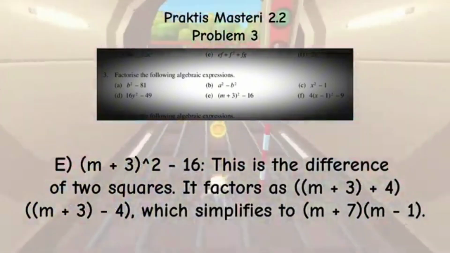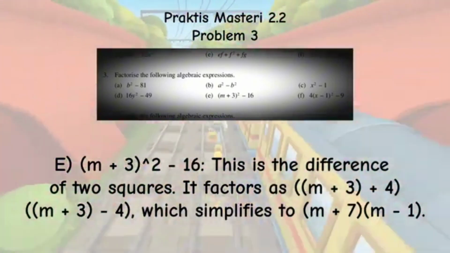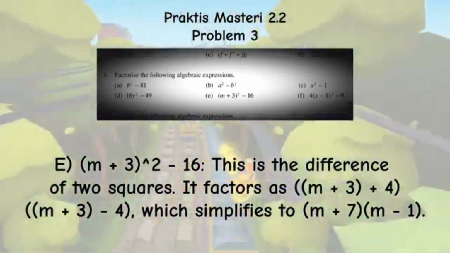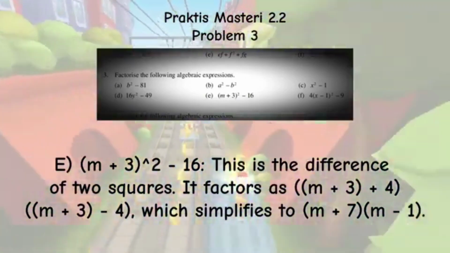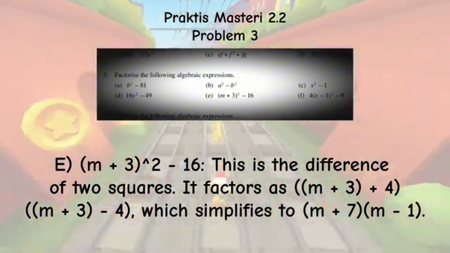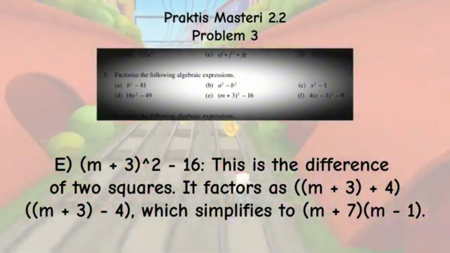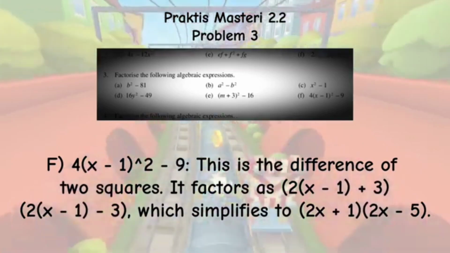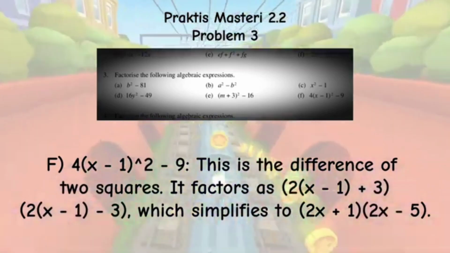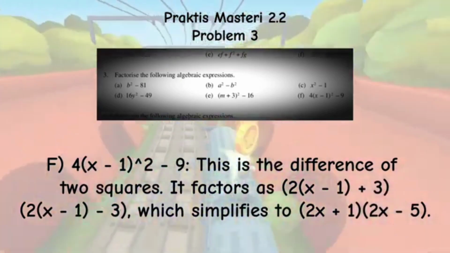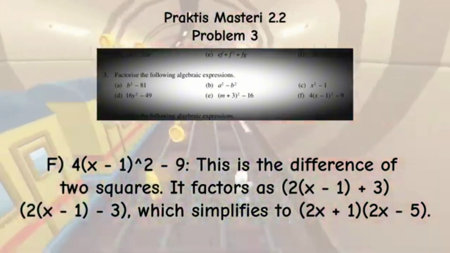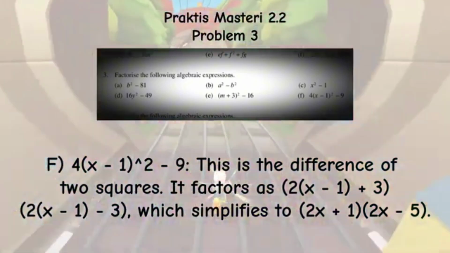E. (n + 3)² − 16. This is the difference of two squares. It factors as (n + 3 + 4)(n + 3 − 4), which simplifies to (n + 7)(n − 1). F. (2x − 1)² − 9, this is the difference of two squares. It factors as (2x − 1 + 3)(2x − 1 − 3), which simplifies to (2x + 2)(2x − 4).